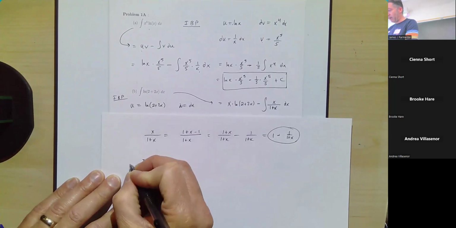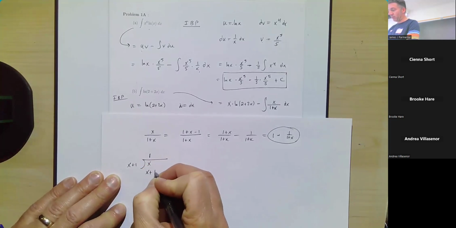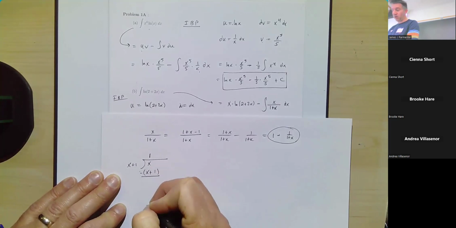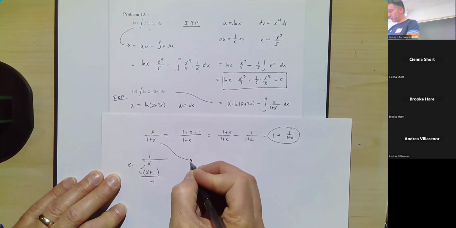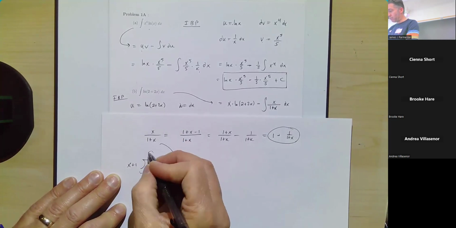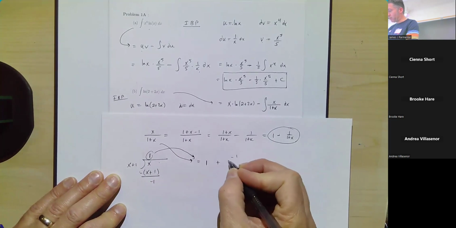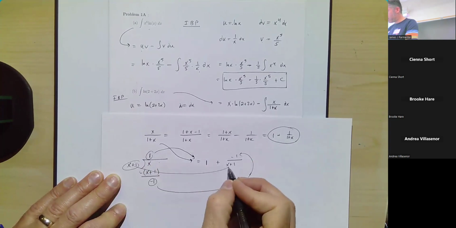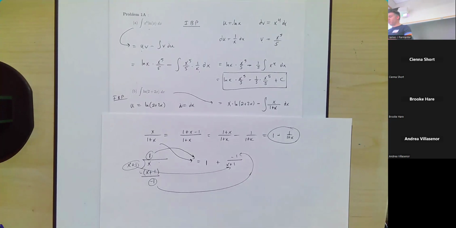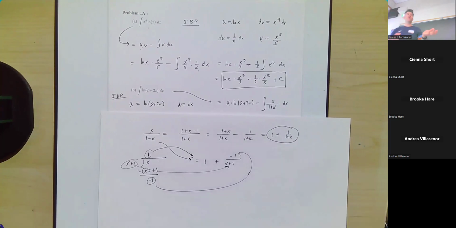Or you can do the polynomial division. x divided by x plus 1. x plus 1 goes into x one time. 1 times x plus 1 is x plus 1. Subtract: x minus x is 0. 0 minus 1 is minus 1. So this ends up equaling your quotient 1 plus your remainder over your divisor. Oh, it's the same thing. 1 minus 1 over x plus 1 is the same as 1 minus 1 over 1 plus x. So either way you want to do it is fine, just make sure you're able to do it.